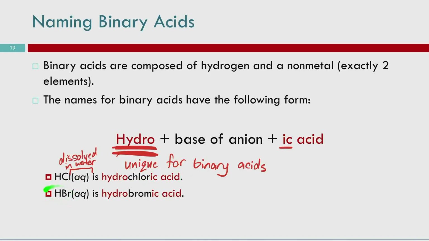Same idea for HBr. We've just got two things, so we have the hydro prefix, the base for bromine, brom, change the ending to ic, acid, hydrobromic acid. Any questions or confusion so far about binary acids?